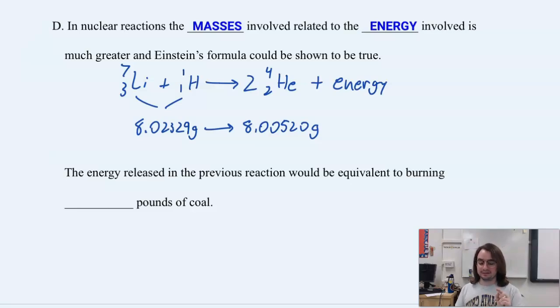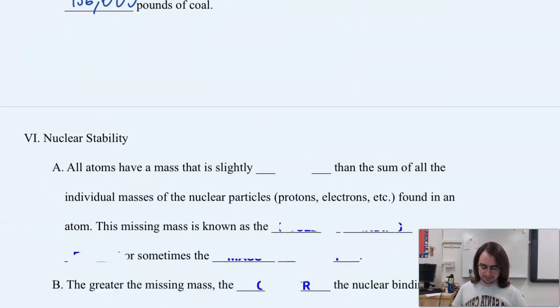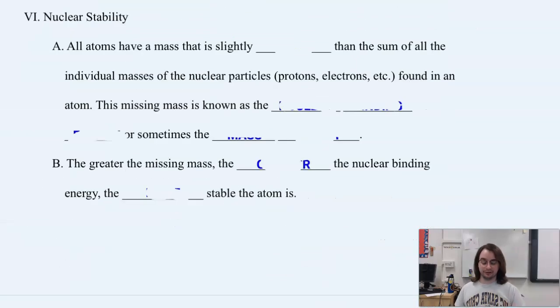For example, this particular reaction that we see here is the equivalent of burning 136,000 pounds of coal. Before we talked about 1 kilogram of coal, and this little equation right here is the equivalent of 136,000 pounds of coal, which is a lot of coal. So the short of it is that nuclear reactions have the potential to produce a lot more energy than chemical or physical reactions. So let's explore that by talking about nuclear stability.